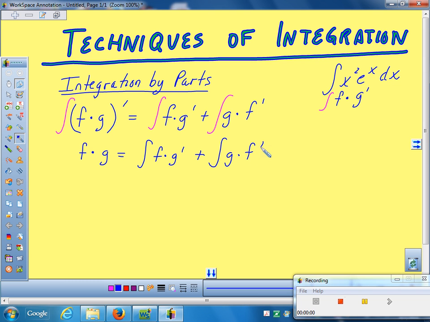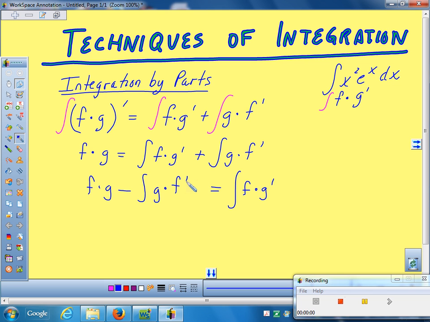I got to subtract the other one over. So yeah, I'm going to end up with the one I'm looking for, f times the derivative of g. And I'm going to end up with f times g minus the integration of g times f prime. Okay, in symbols, we solved for it. We found what we wanted, but that's not particularly helpful.